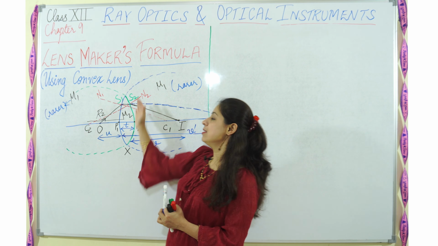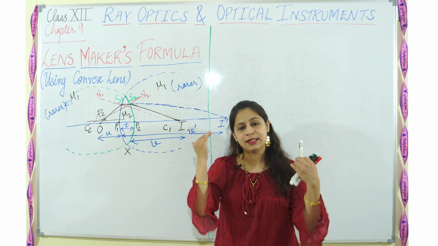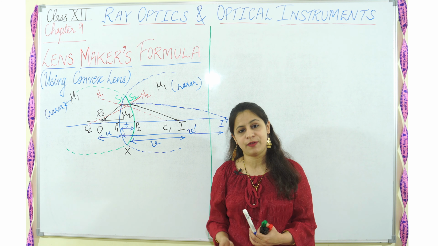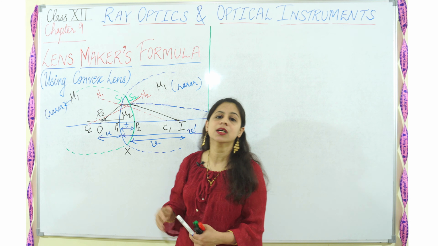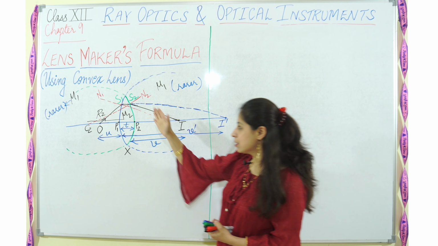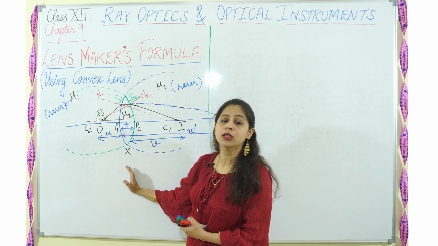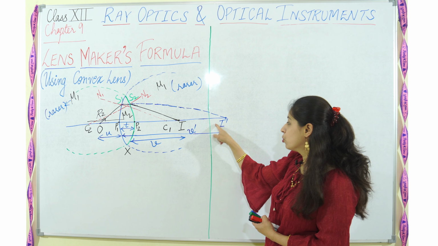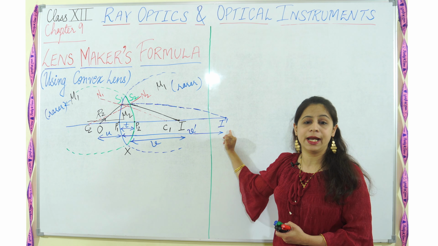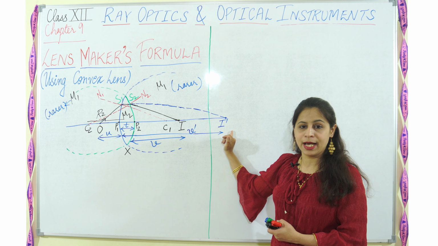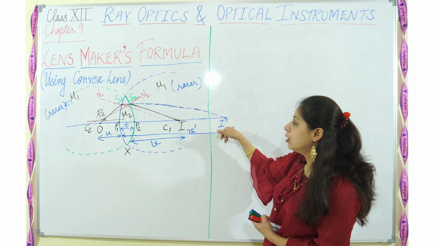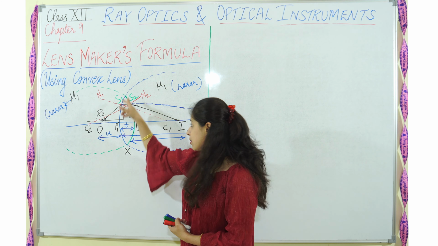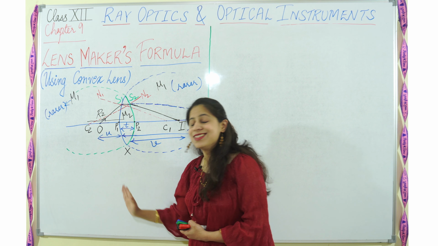Actually, the second surface is present in the lens. The lens is having two surfaces, and so my ray will get refracted again with the help of the second surface. If the second surface would not be over here, then my virtual image would have been formed over here, and that virtual image is given by I dash. So this is the virtual image over here. Now this virtual image acts as an object for the second surface.